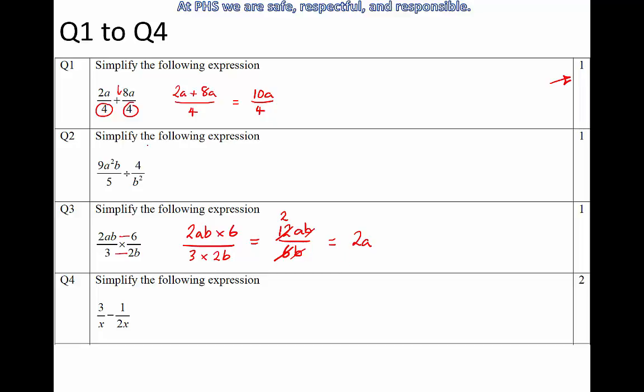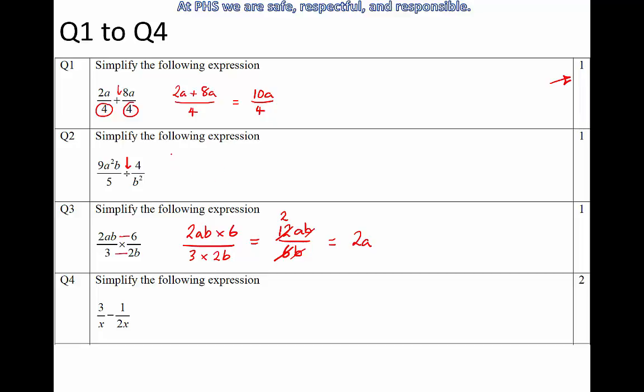So let's go back to question 2. When we're dividing fractions, we need to change it into a multiplication, and we need to flip the second one. If you want a more detailed explanation of why we have to do that, come and see me. I'm not going to go into that in this video.